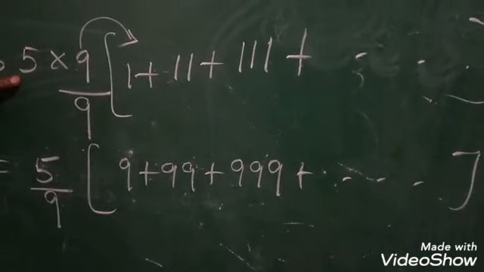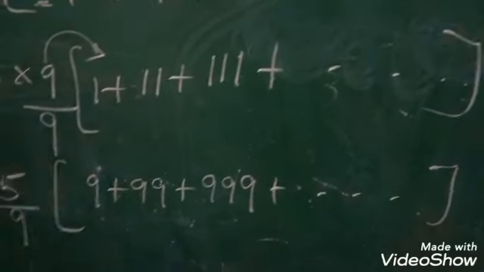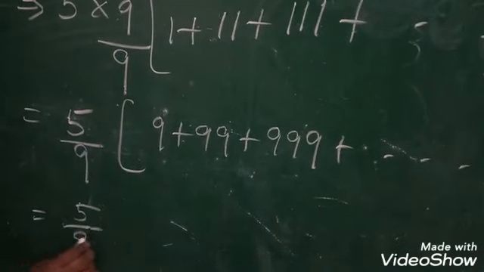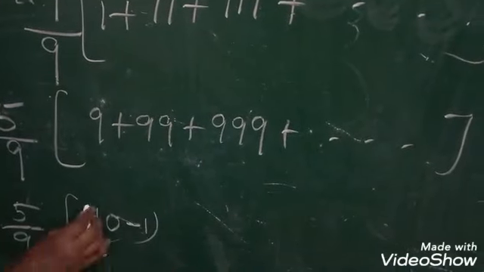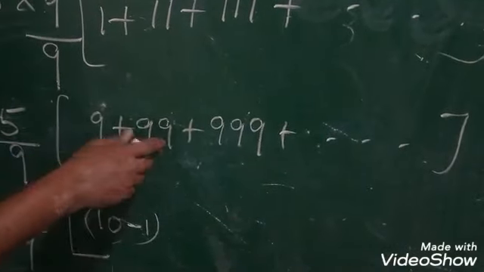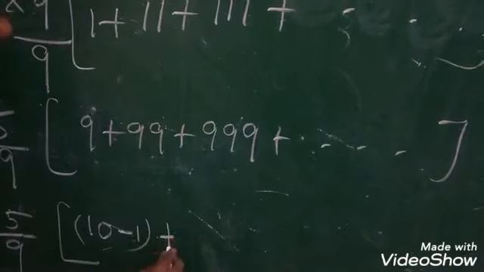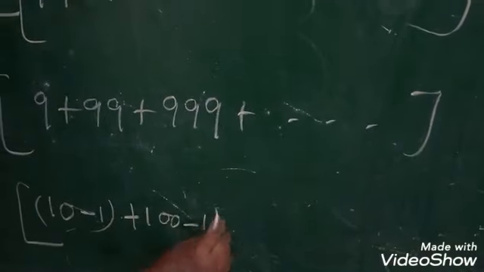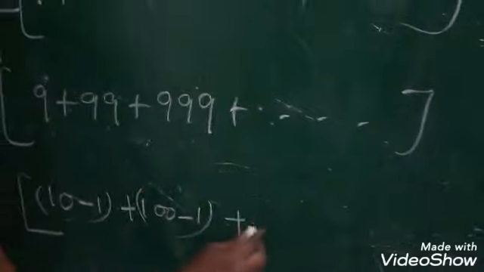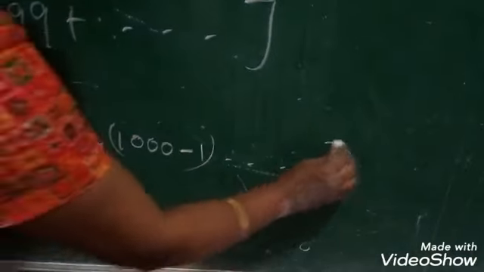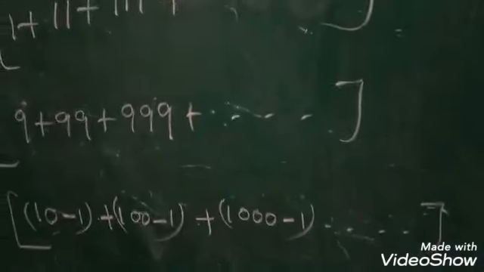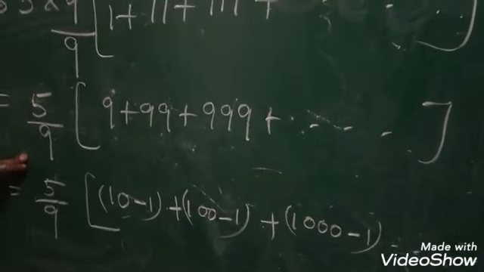Have you all understood these steps? The 9 should be inside. Now I am going to split the 9: the base is 10, so 10 minus 1 is considered as 9. Here for 2 digits the base is 100, so 100 minus 1. For 3 digits the base is 1000. So like this I am going to split n times. Have you all understood these 2 steps? Only with these steps will you get 5 marks.